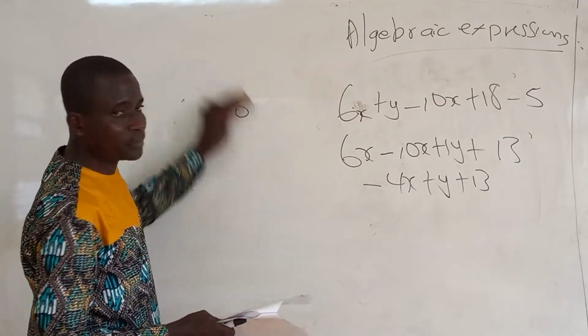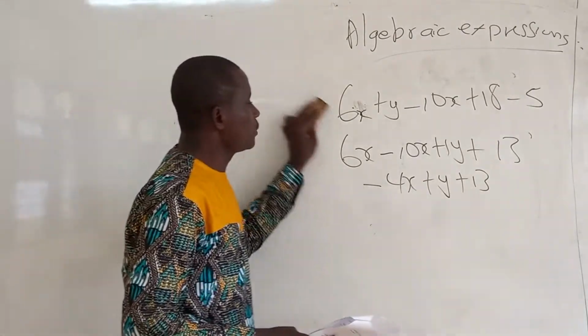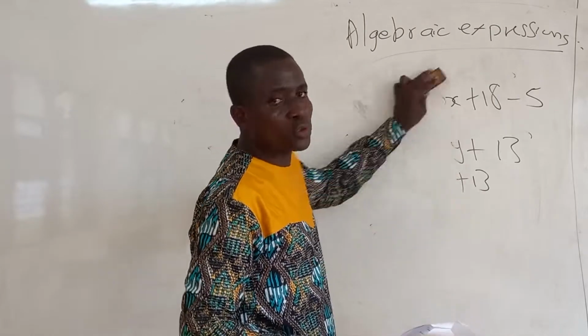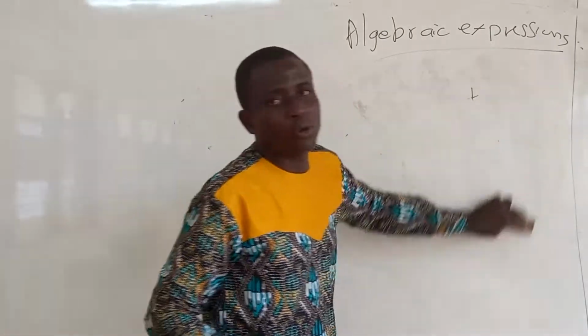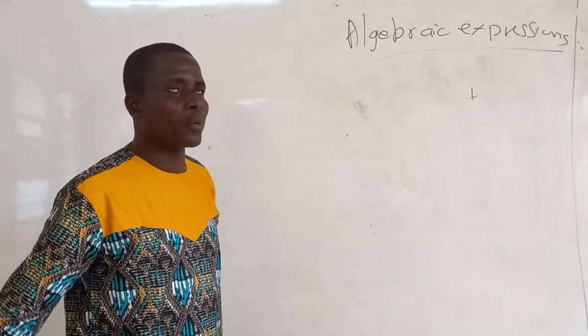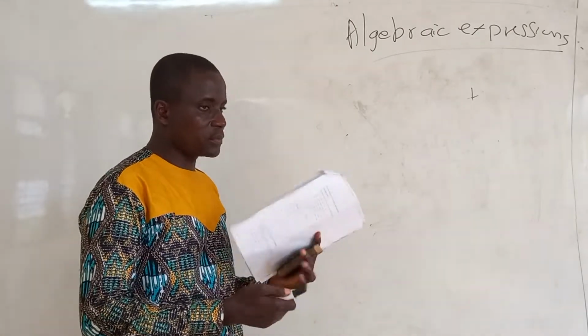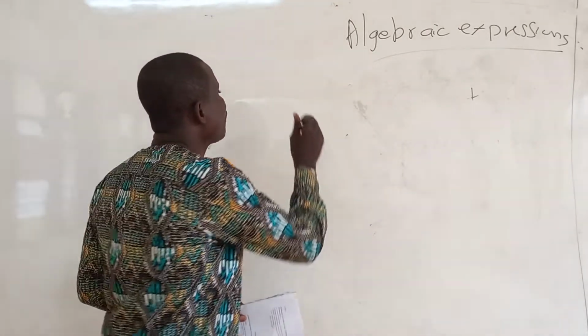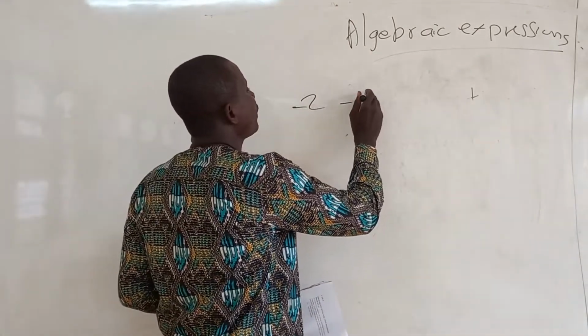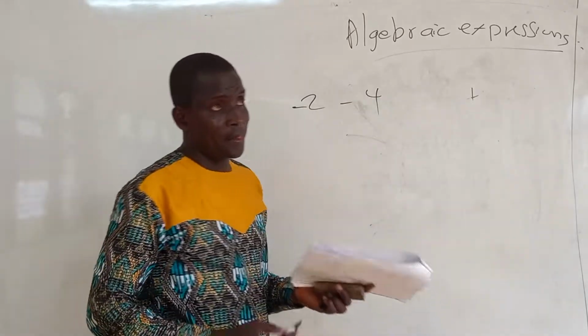Is that okay? Now, before we proceed or solve further problems, let's look at this. If I have, let's say, negative 2 minus 4, what is the answer?